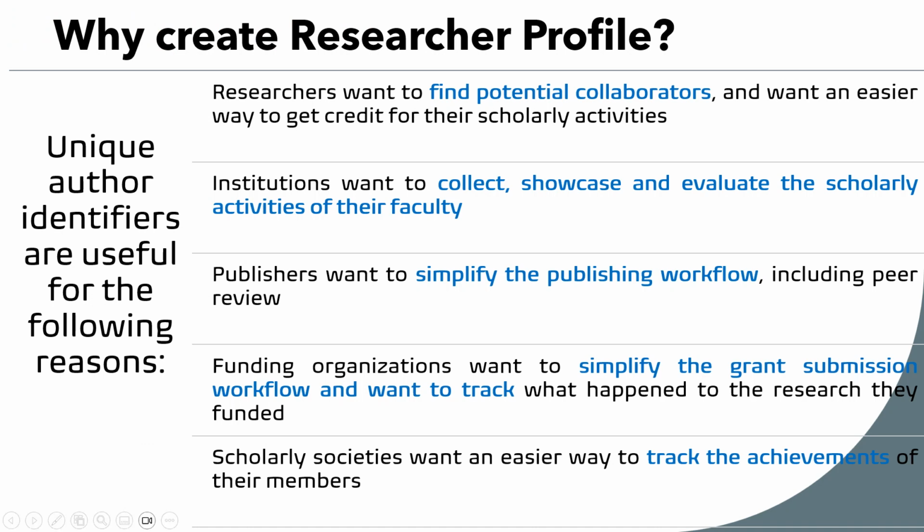Why do we need to have a research profile on different platforms? These research profiles, which are unique author identifiers, are useful for the following reasons. If someone wants to search for potential collaborators, it will be easily searchable. If some institutions or organizations want to collect, showcase and evaluate the scholarly publications and scholarly activities of their faculty and associates, they can search it. If a publisher wants to simplify the publishing workflow, including the peer review process, it will help there.